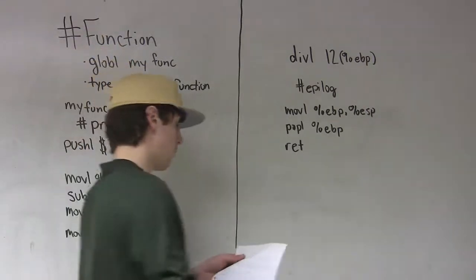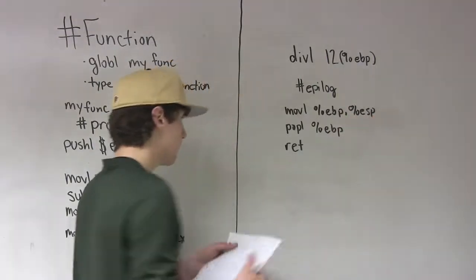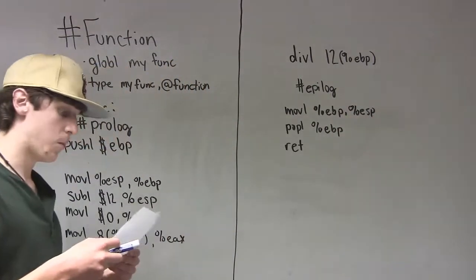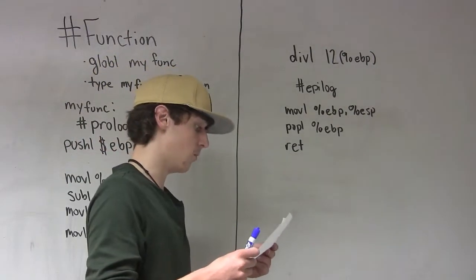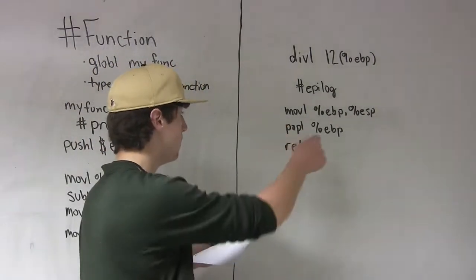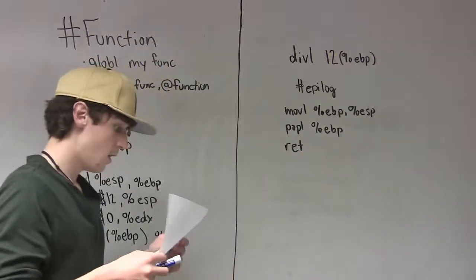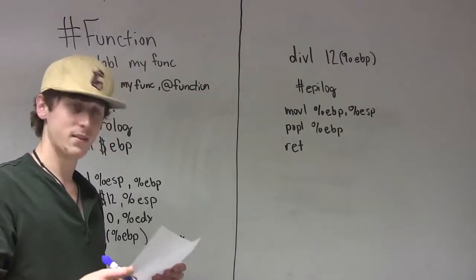We're going to move the base pointer register into the ESP, and then now the stack pointer is referencing the address where we saved the base pointer, and then we're going to pop EBP, the base pointer. There's nothing else to pop off the stack, so we will return.